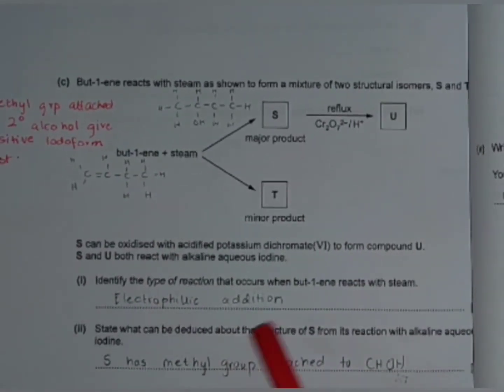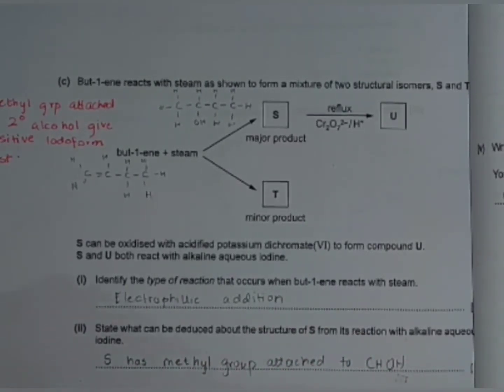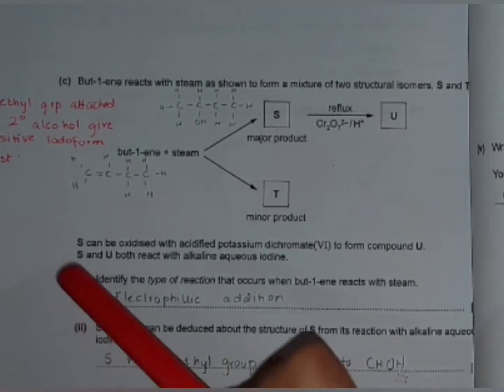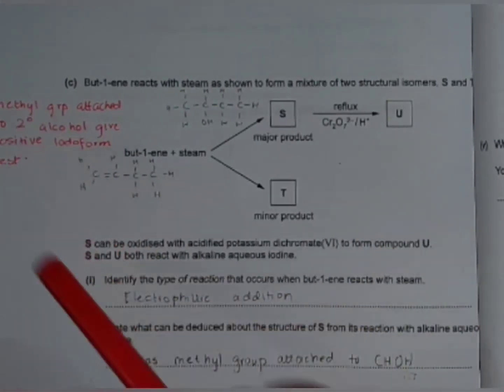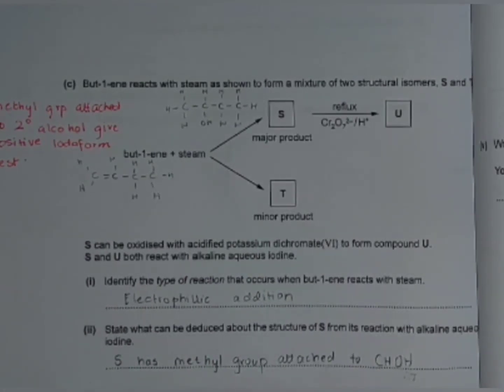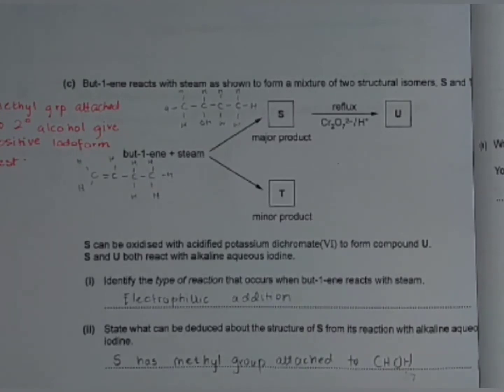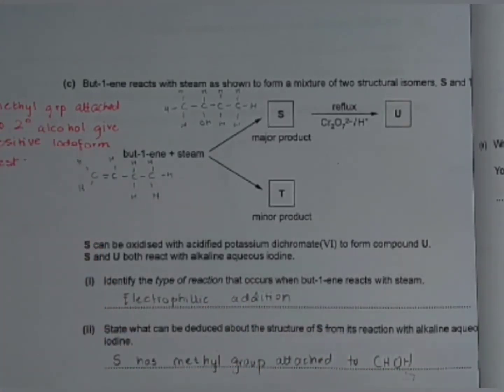State what can be deduced about the structure of S from its reaction with alkaline aqueous iodine. So we know that a ketone attached with a methyl group or a secondary alcohol attached with a methyl group will give a positive iodoform test, right? You need to memorize which compounds are going to give a positive result in the iodoform test. So S has a methyl group attached to CHOH, meaning S is a secondary alcohol.